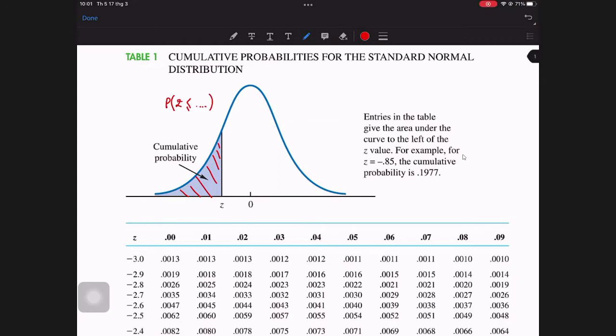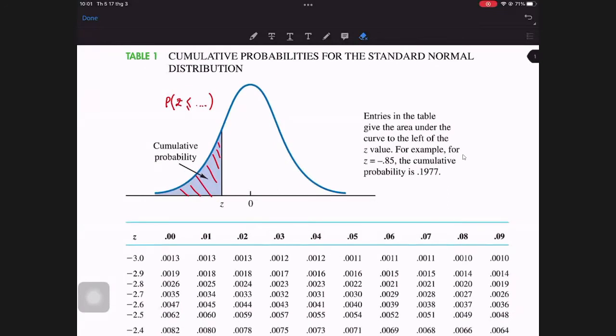Can I calculate it by taking 1 minus? Yes, of course. Okay, so if you have Z greater than, okay, I'll just show you how to do that later. Okay.